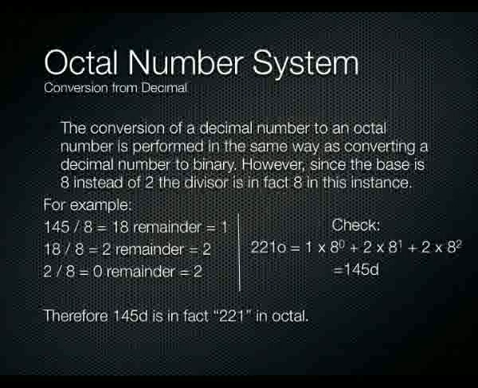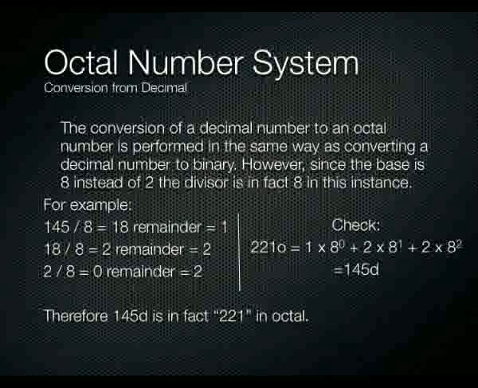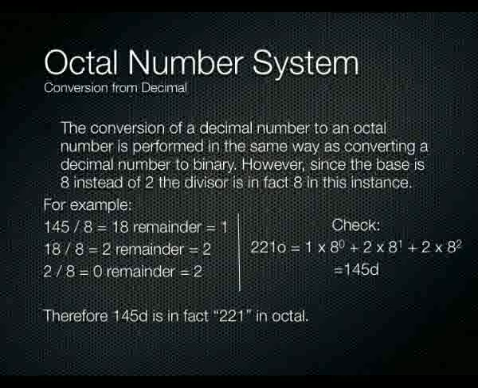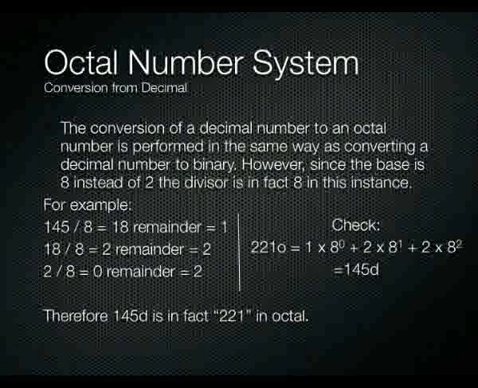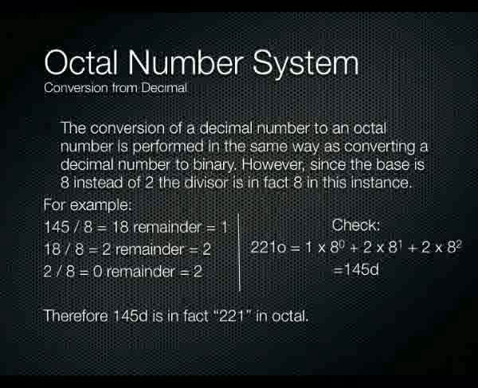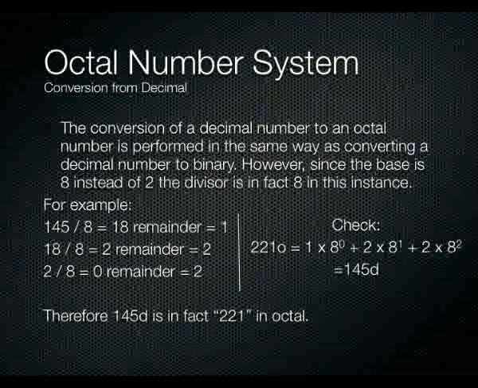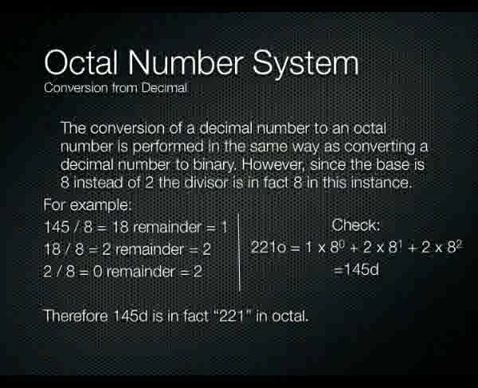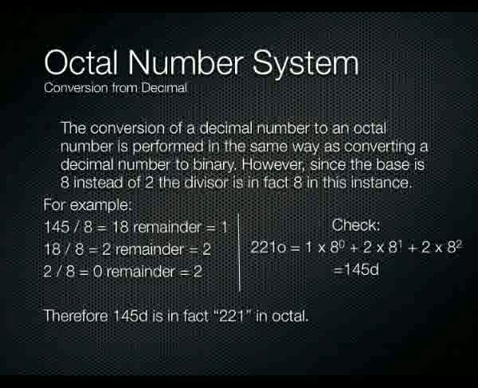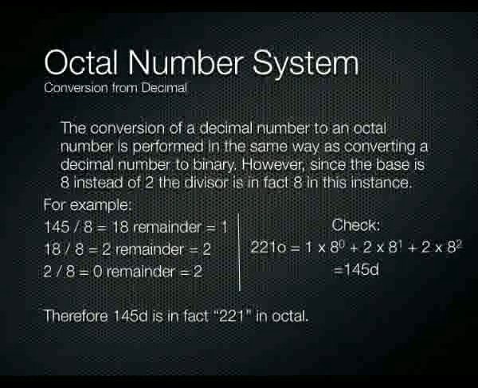So the last remainder is our most significant digit. The first remainder is our least significant digit. That's the very important thing to remember here: the last remainder is always the most significant digit. So our decimal number of 145 is in fact 221 in octal.